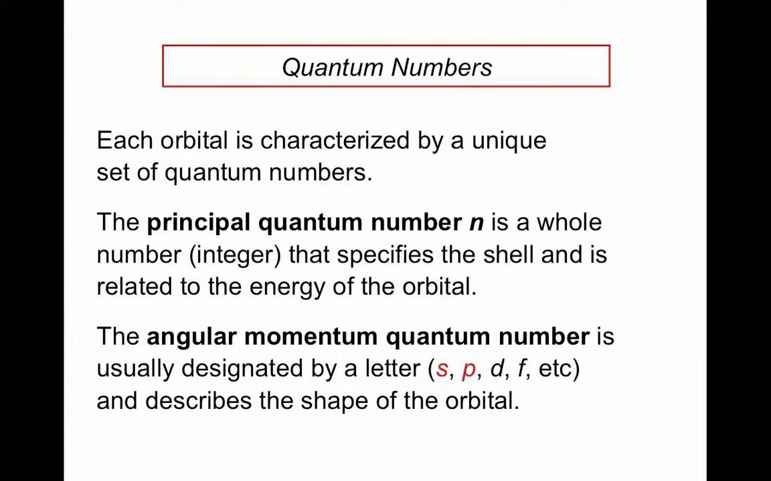In this course, we are primarily interested in the principal quantum number, n, and the angular momentum quantum number, L. The principal quantum number gives us the energy level of the orbital, and the angular momentum quantum number tells us the shape of that orbital. For this semester, we will focus on s and p atomic orbitals and the resultant molecular orbitals.